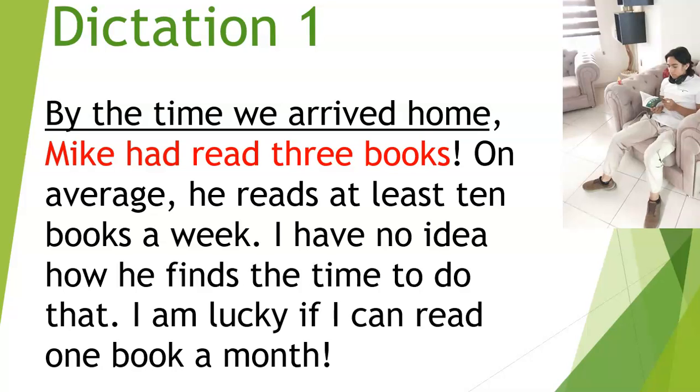The second complex sentence is right here. So I am lucky, that's a sentence, I am lucky. And then the dependent clause is if I can read 1 book a month. So here we have a dictation and we have 2 complex sentences, each with a dependent clause and with an independent clause.